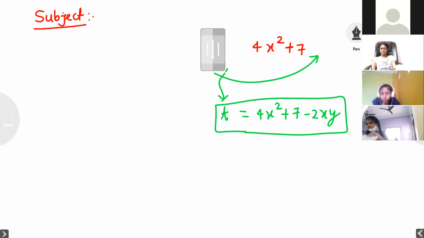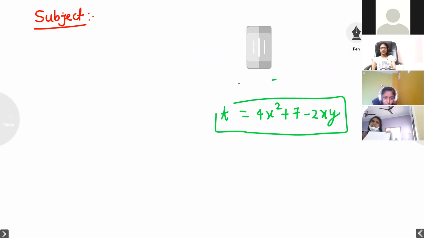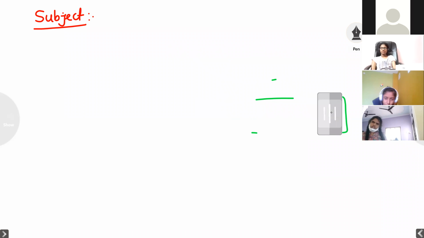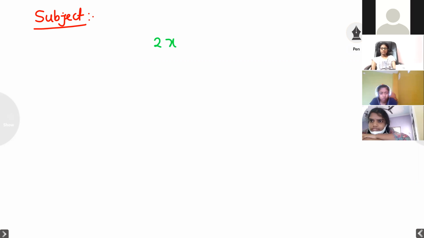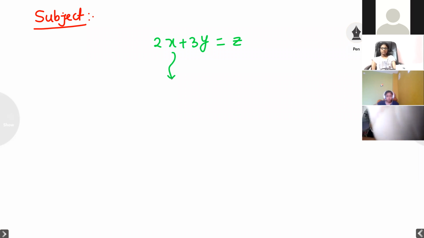Concentrate. Don't write. One more example I am writing. Concentrate, everyone. If I am writing 2x plus 3y is equal to z. Concentrate. 2x plus 3y is equal to z. I want to make x as a subject.